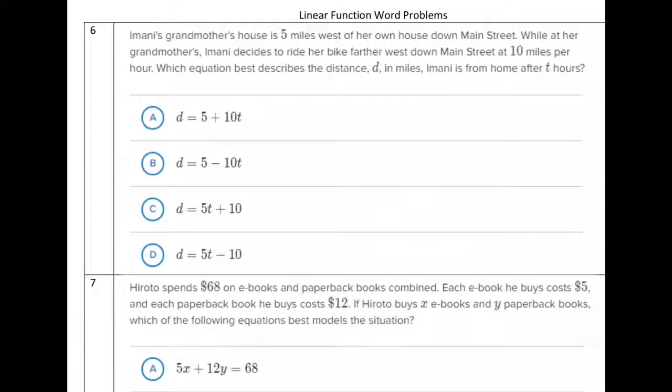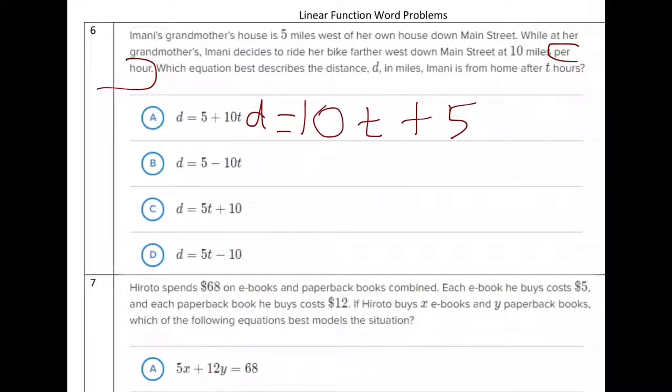6. Amani's grandmother's house is 5 miles west of her own house down Main Street. While at her grandmother's, Amani decides to ride her bike farther west down Main Street at 10 miles per hour. Which equation best describes the distance D in miles Amani is from home after T hours? We know to put the T next to 10 because of this phrase, per hour. Then we're going to add 5 to this, our initial distance, our one-time distance, and this tells us the total distance, 10t plus 5. You'll notice that in choice A, the order is reversed, but that's okay. It's the same thing.